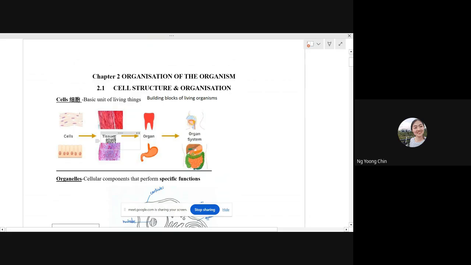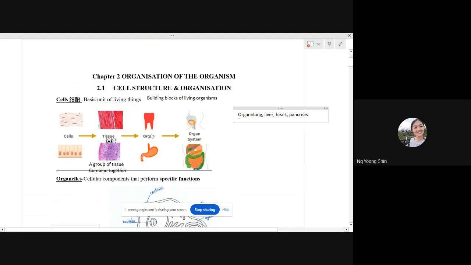So from the tissue, if there's a group of tissue, they are combined together, they will form the organ. When there are many tissues combined together, they will form the organs. For example, we have the lung, liver, heart, and any kind of organ, pancreas. Those are examples of organs. Each organ is formed by many groups of tissue.